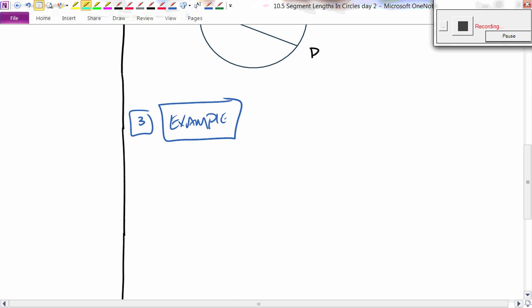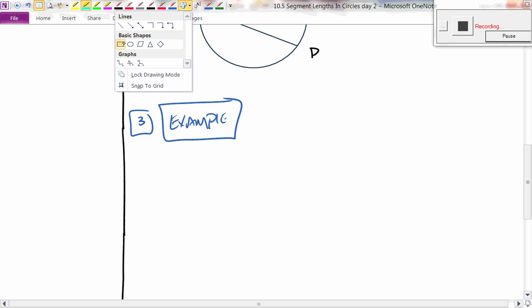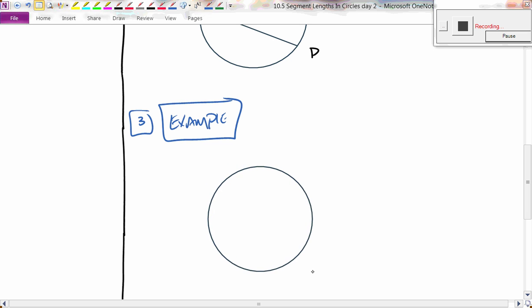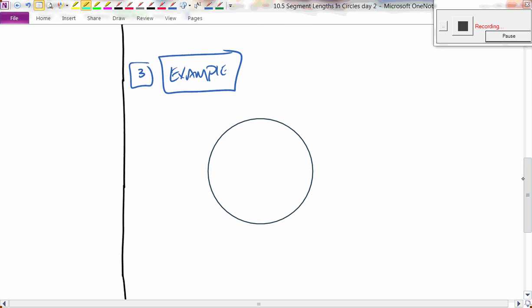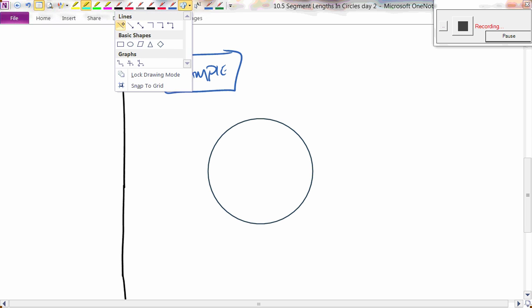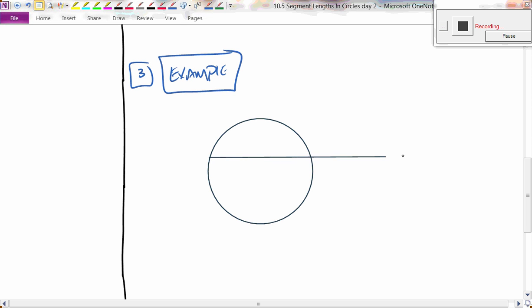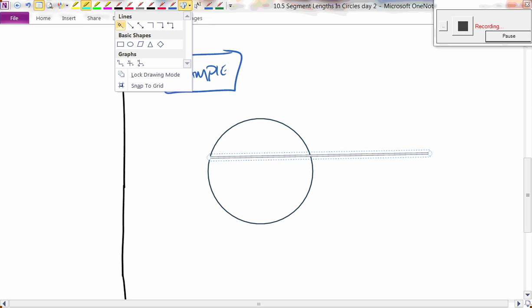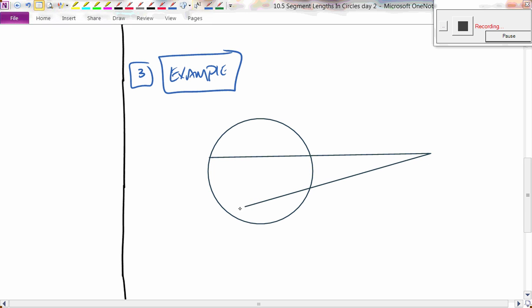So, back to your notes over here. Give yourself a circle, and give yourself two secant lines. That should be a clue as to which theorem you think we're going to use here.